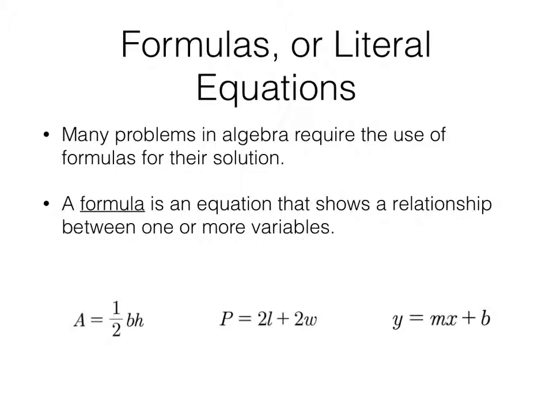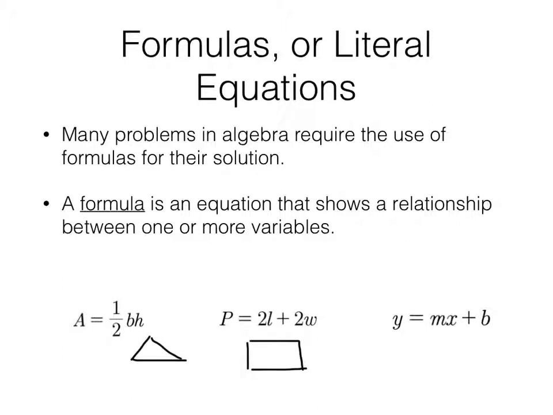Here are a couple of formulas you should be familiar with. This one, A equals 1/2 times B times H. That's the area of a what? A triangle. P equals 2L plus 2W right here. That's the perimeter of a rectangle. And then this one over here may not look familiar. Y equals mx plus b. You will know this one before too long. This is a general formula for a linear equation, for an equation that makes a line on the coordinate plane.